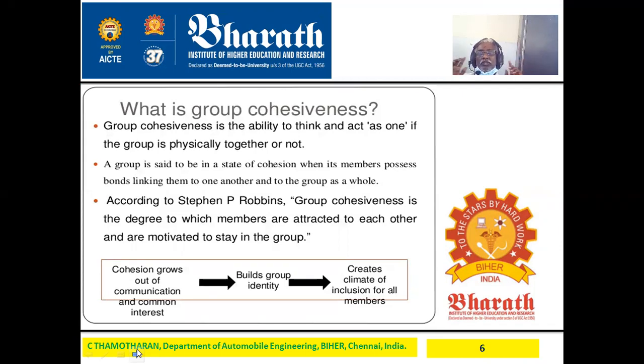So, group cohesion grows out of communication and common interest. This group identity creates a climate of inclusion for all members. In what way? Cohesion grows out of communication and common interest. Building group identity creates a climate of inclusion for all members.